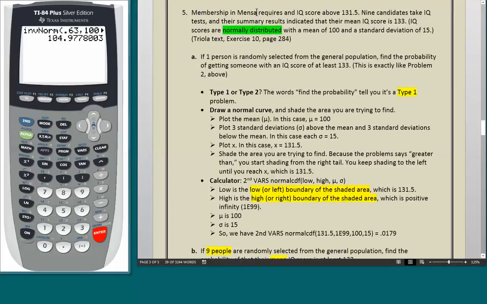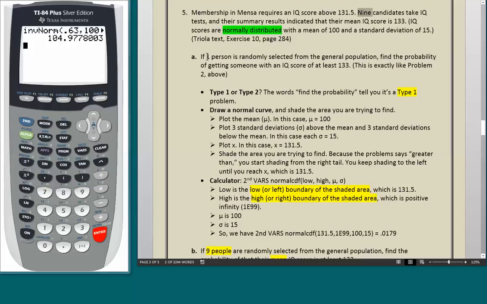Here's another problem. Membership in Mensa requires, and there's another typo, requires an IQ score above 131.5. 9 candidates take the IQ tests, and their summary results indicated that their mean IQ score is 133. Let's make sure we understand what they're saying there. 9 candidates, people who wanted to join Mensa, took this test, and their average or mean score among those 9 candidates was 133. Now they tell us IQ scores are normally distributed with a mean of 100 and a standard deviation of 15, just like in the other problems.